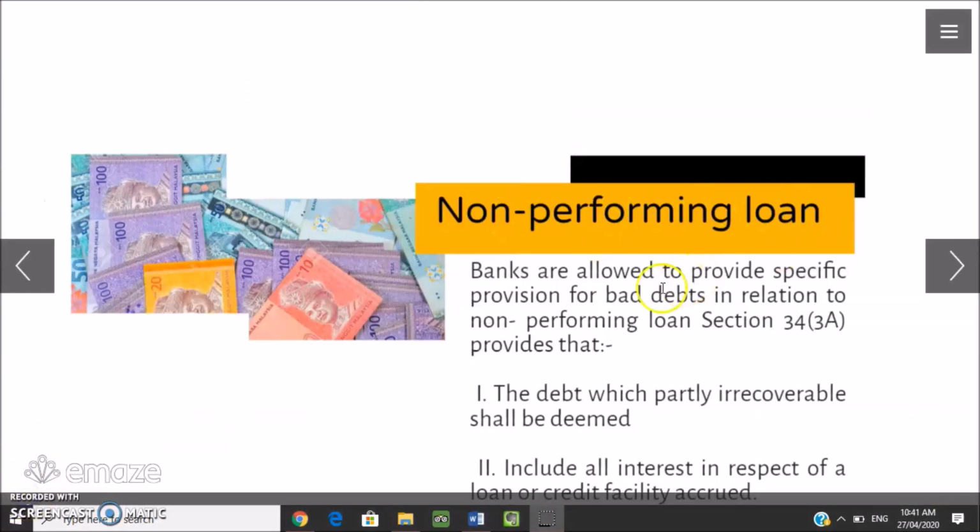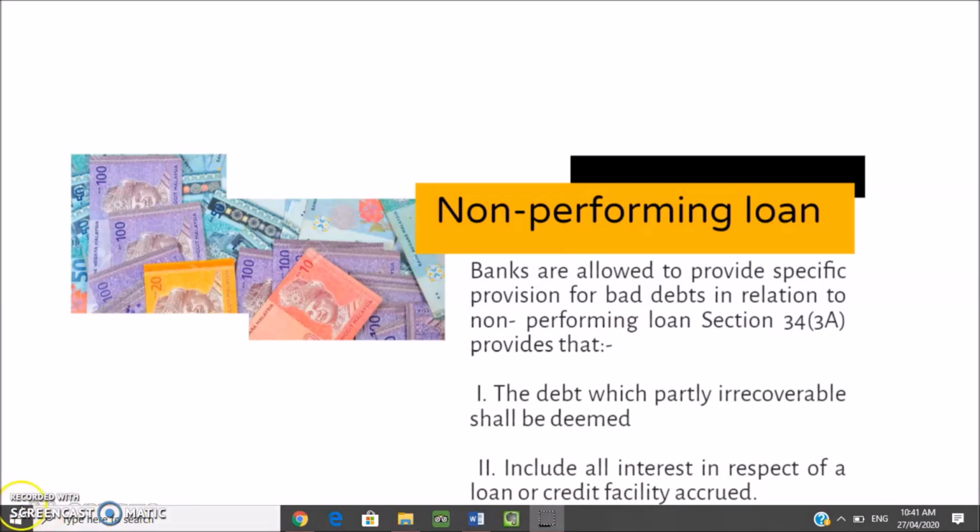For non-performing loans, banks are allowed to provide specific provision for bad debts in relation to non-performing loans. First, the debt which is partly irrecoverable should be deemed. Second, include all interest in respect of a loan or credit facility.